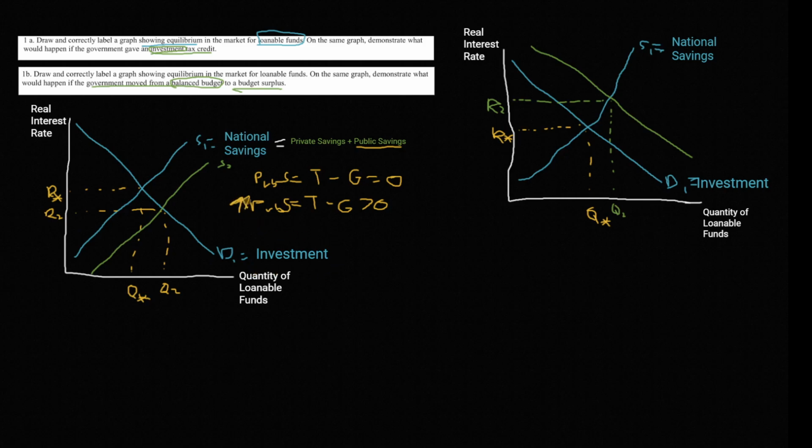Because the public savings went up, the national savings went up, so the savings supply curve shifts right. And that is as simple as that.